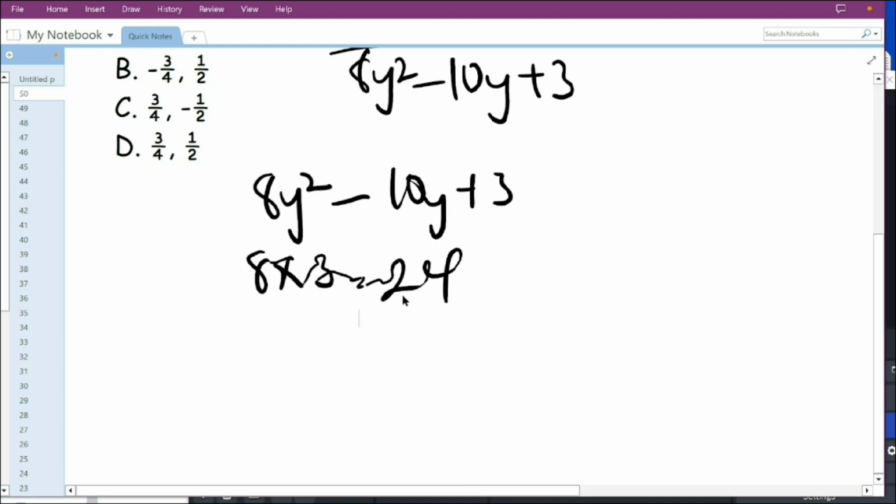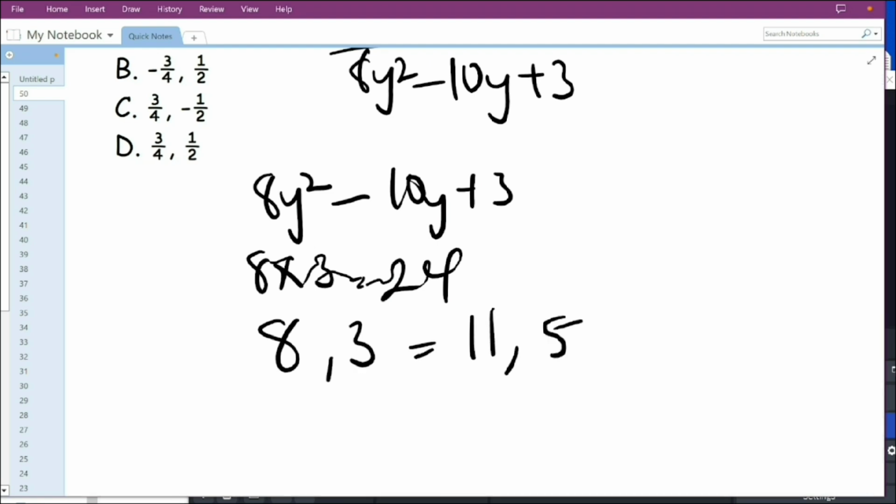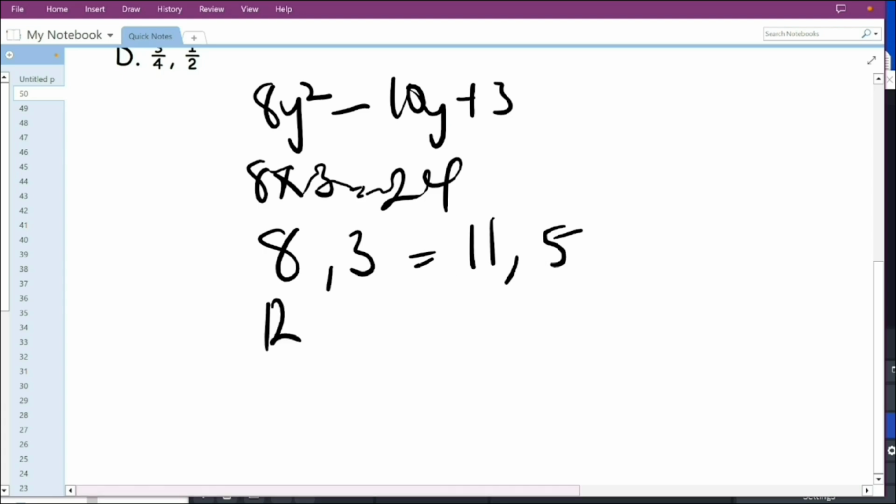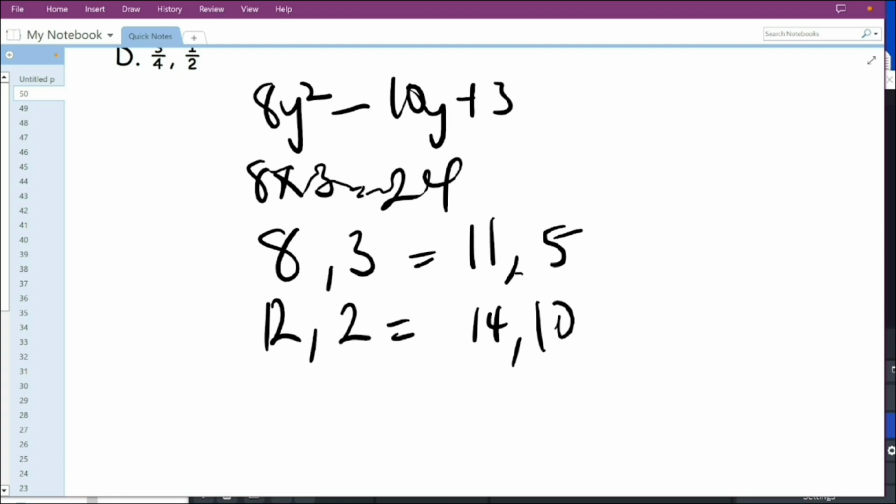We look for two numbers that will multiply to give us plus 24, yet when we add them, it gives us minus 10. So let's take all numbers that will give us 24. We have 8 and 3, which give 24. When we add them, it gives us 11, and when we subtract them, it gives us 5. So this won't work. Go to the next, which is 12 and 2. 12 plus 2 is 14, and 12 minus 2 is 10. So since we can get 10, let's see if this will work.